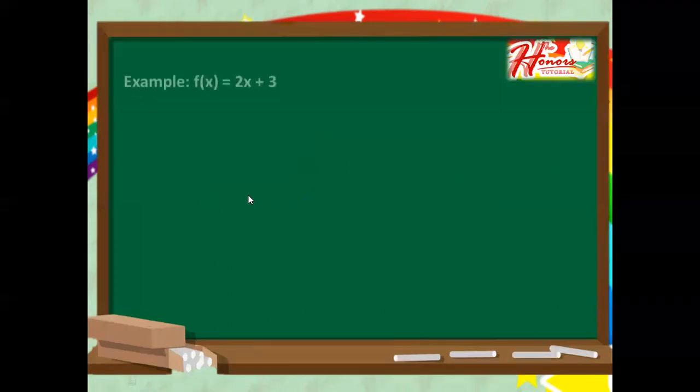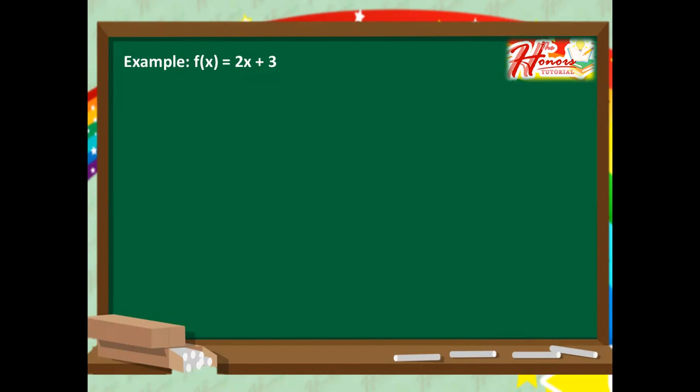So let's continue now. Our example is f of x equals 2x plus 3. So this is considered to be our original function. So I will be writing the solution here. So let's write the word solution. And then I will be writing here letter A. Let's label it as original function.